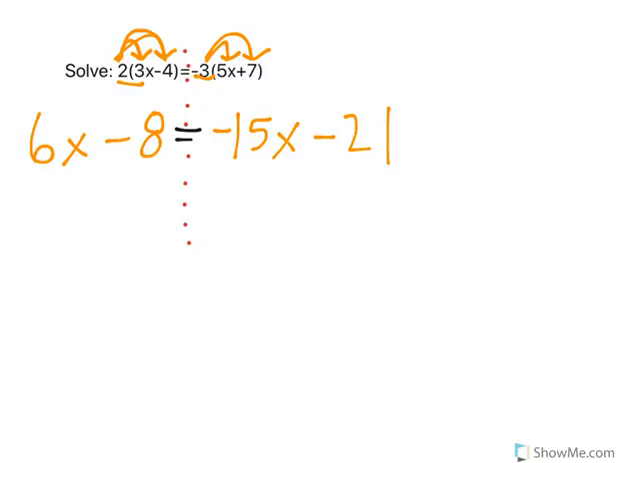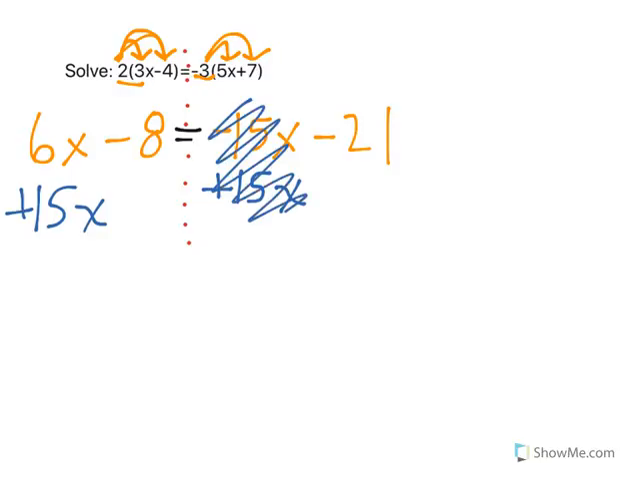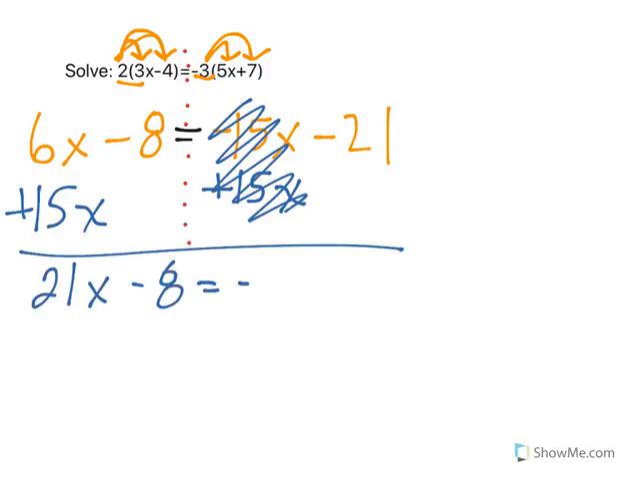So I want to move x's to one side, constants to the other. I like to deal with positive variables as much as possible. So I'm going to add 15x to both sides. And the reason I'm choosing to move the 15x is because that will keep my variable term positive. So negative 15 plus 15 cancels out. Right? They just go away. And I'm left with 21x minus 8 equals negative 21.